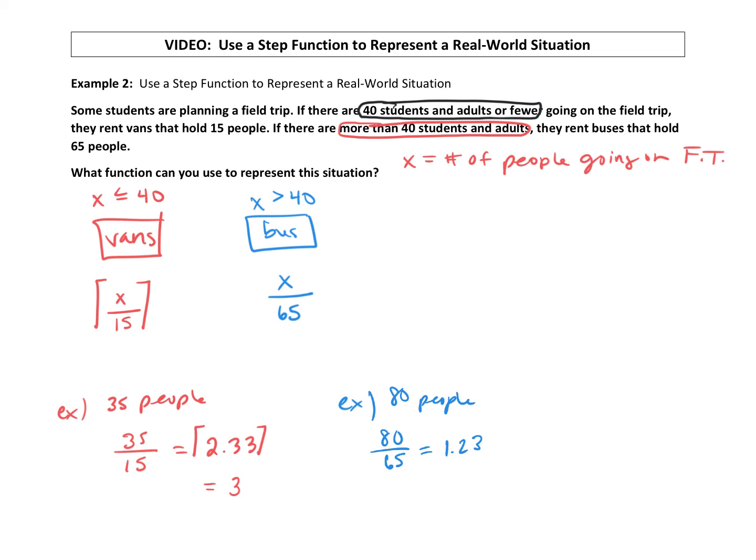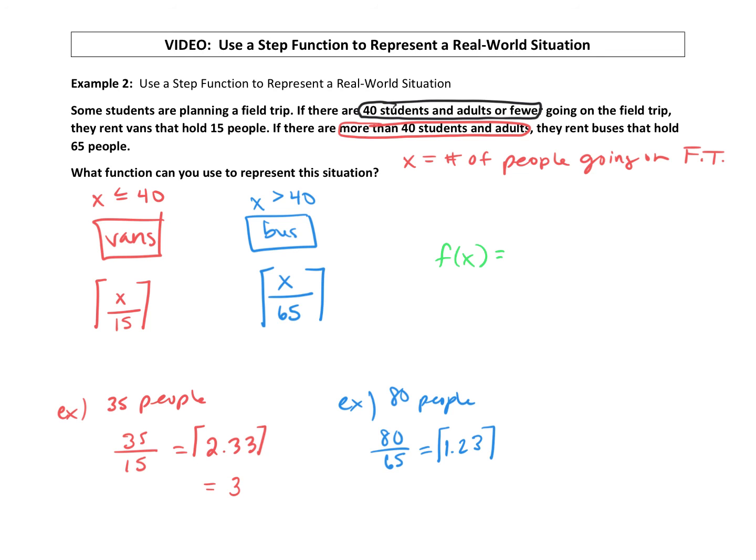Well, again, we can't take 1.23 buses. If we round it down to 1, then we've got people that can't come on the trip. If we round it up to 2 buses, then we can accommodate everyone that wants to attend. So we're going to apply a ceiling function to this so that everyone can come on the trip. All right, so we have figured out the functions for if we're taking a van, if we're taking a bus. So let's put it all together into one function to represent the situation.